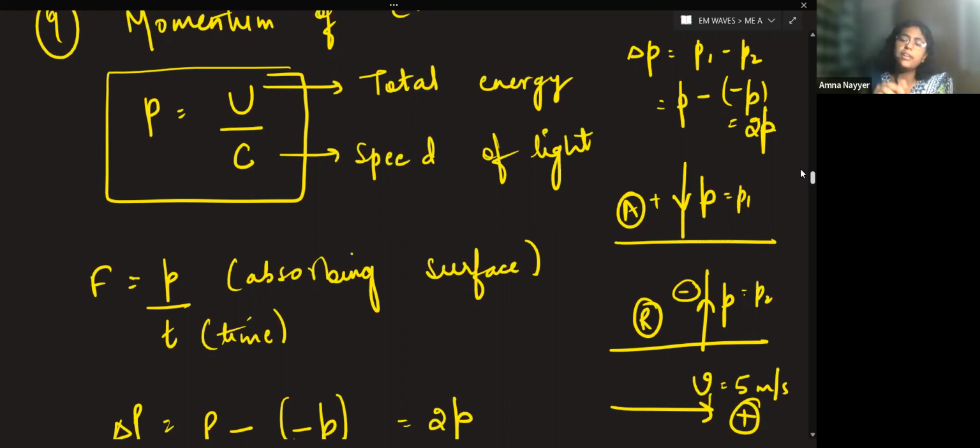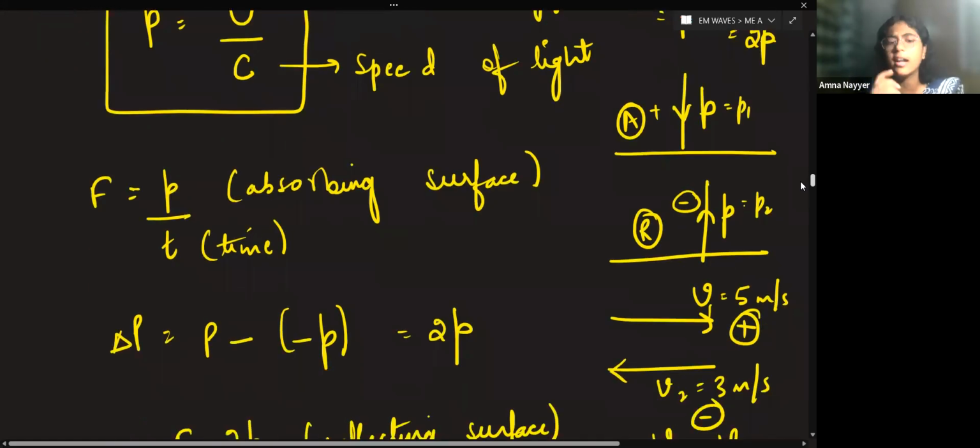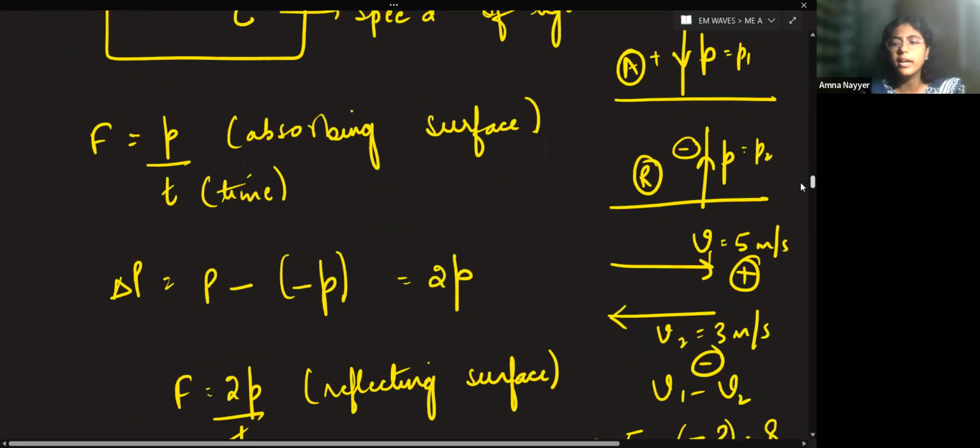If it is reflecting, meaning light has struck the surface and now the light is reflecting back, in this case, when the light has arrived on the surface plus when the light is going back, then the momentum will become twice. Twice how? Because of the sign convention, anything gets doubled. So that is 2P divided by t.